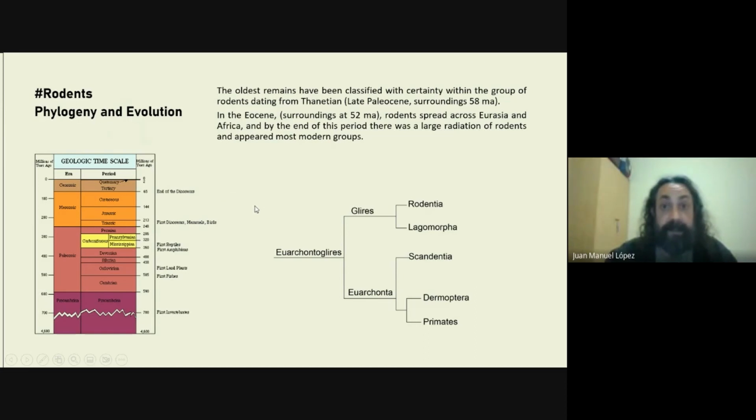The first rodents appear 58 million years ago, across Eurasia and Africa in the Eocene. Here, more or less, are the different orders that evolve from the ancient forms of glirids, and you can also see that lagomorphs or rabbits and rodents share common ancestors.